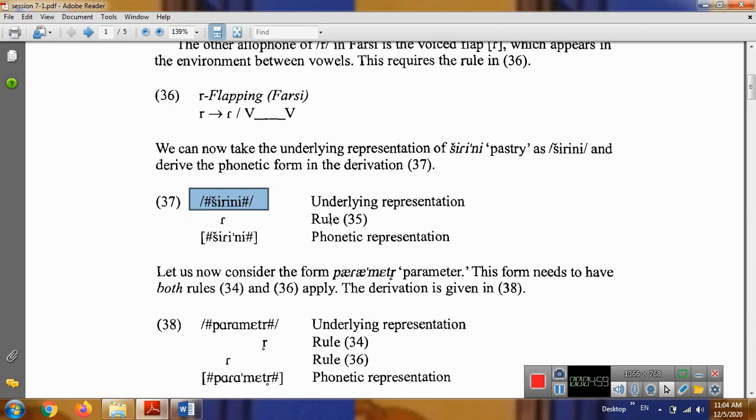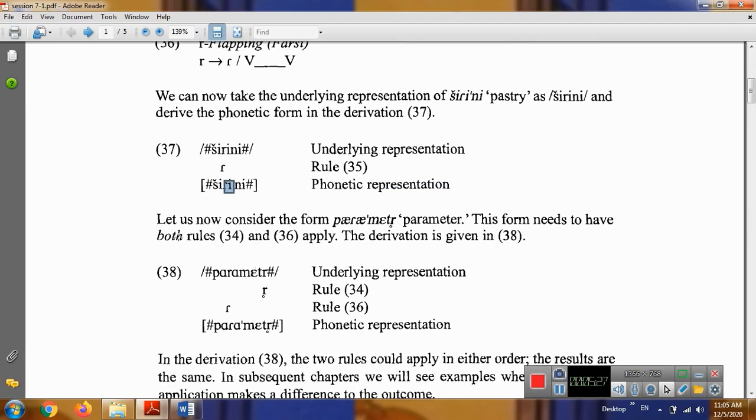36, not 35, which is flapping. And after applying this rule, we have the phonetic representation. For the phonetic representation, we have two square brackets and two symbols of word boundary on both sides of that word, where we have the flap re instead of trill re. And we call all of these steps a derivation.